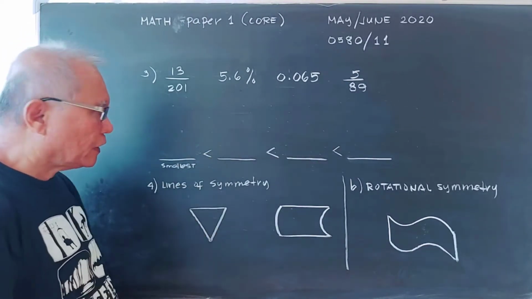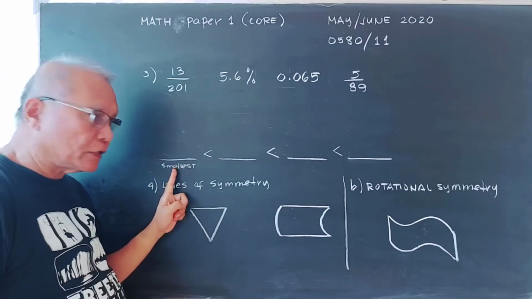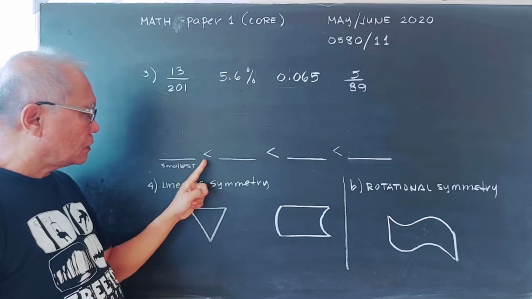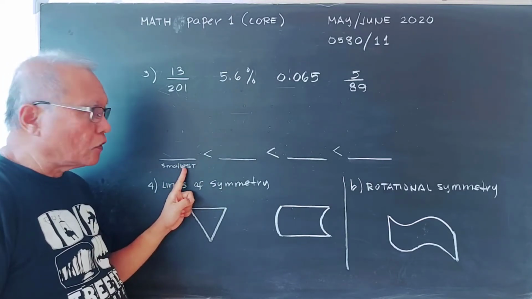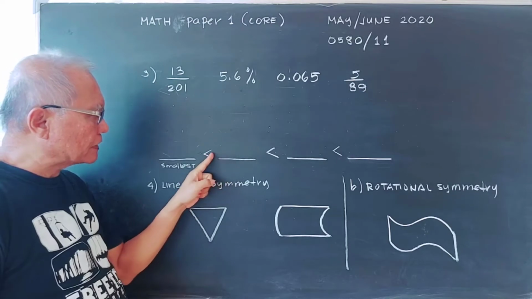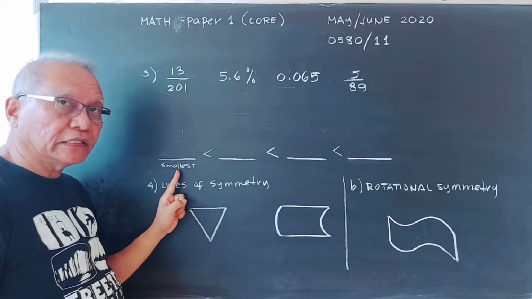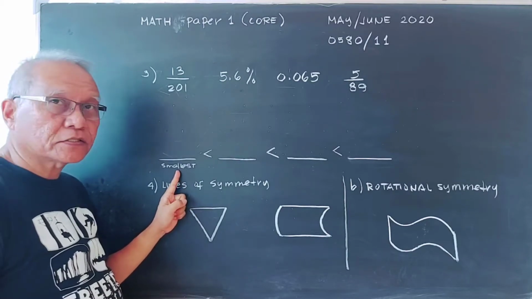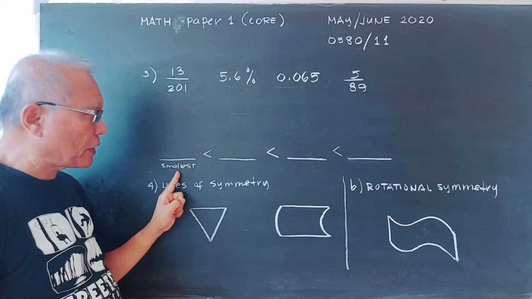Number 3, we have the following fractions, percent, decimal number, and another fraction there. Here, we are going to arrange them so that on the left side, we have the smallest. And sometimes we don't have the word smallest here, only the symbol, this one is greater than this one is greater than this one. So we don't know if they are going to write the smallest or anything here, so don't expect this one.